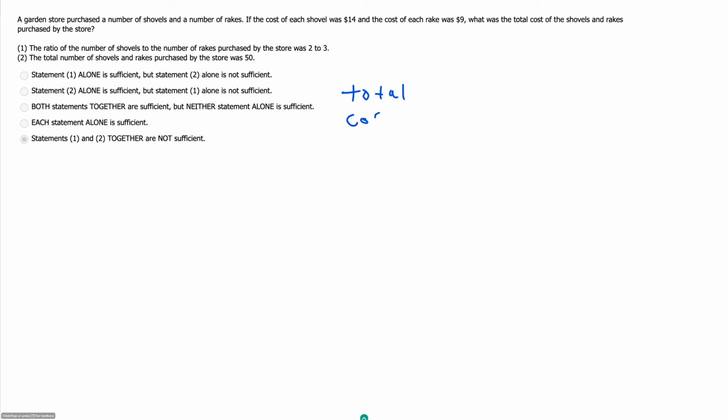And from our prompt, we know that total cost should be equal to the cost of our shovels, which should be just $14 per shovel times the number of shovels purchased. So we'll call that S, plus the cost of our rakes, which should just be the cost of each rake, which is $9, times the number of rakes purchased, and we'll call that R. So S is the number of shovels, R is the number of rakes.